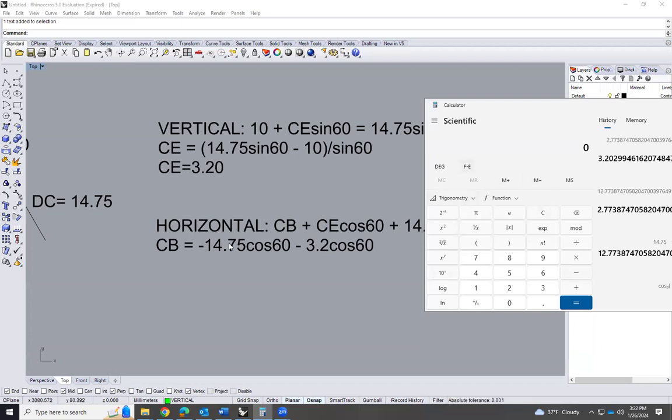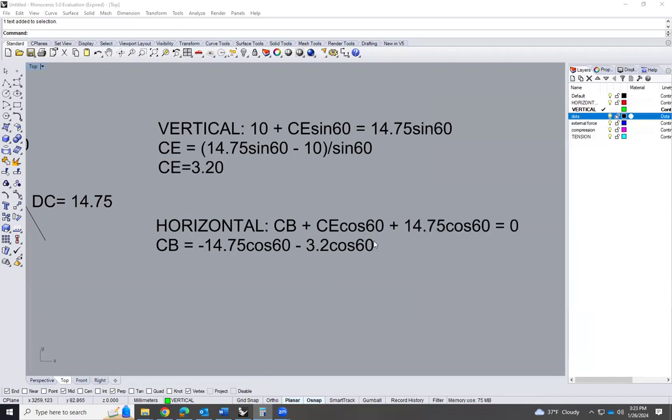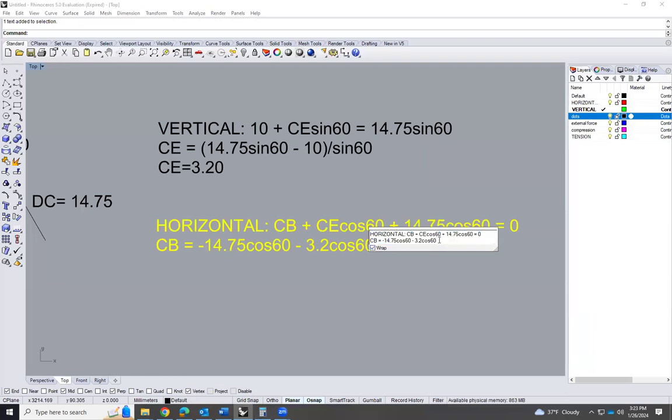Okay, let's do 14.75 times parentheses 60 cosine. Okay, so that number, it's 7.375. So I'm going to go step by step.